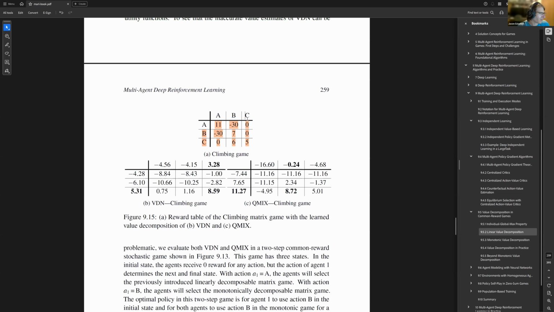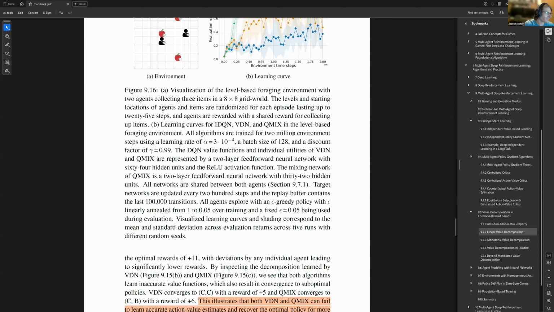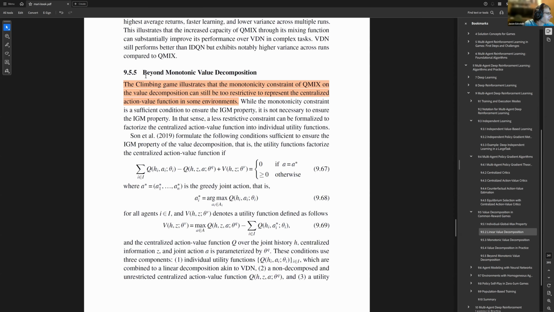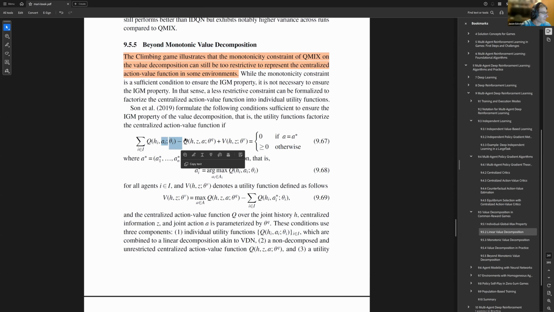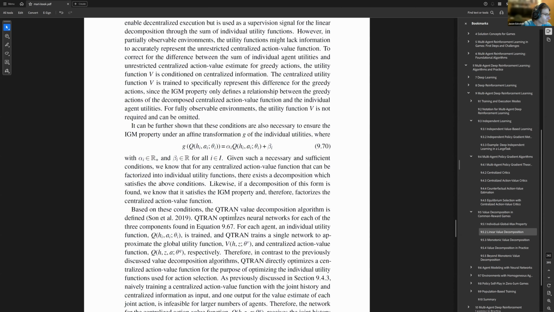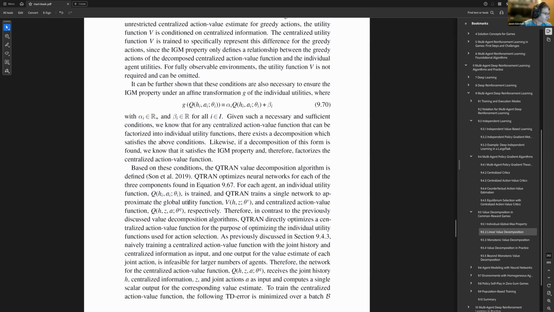So because of that, we don't know ahead of time which of these techniques is going to be suitable. And at that point, we may need to use something beyond monotonic value decomposition. There are more elaborate things you can do. This is another technique where you end up learning a centralized action value function.